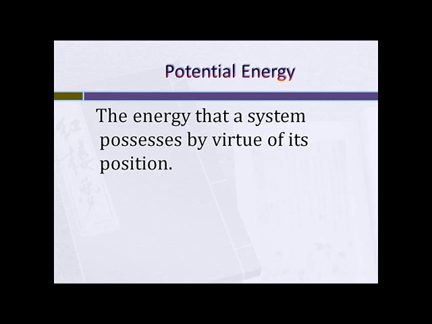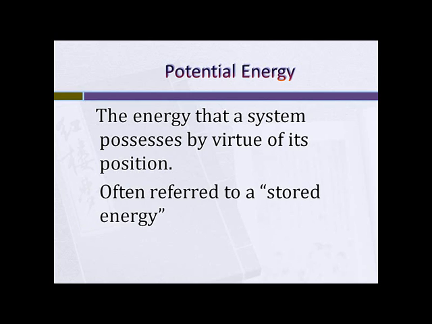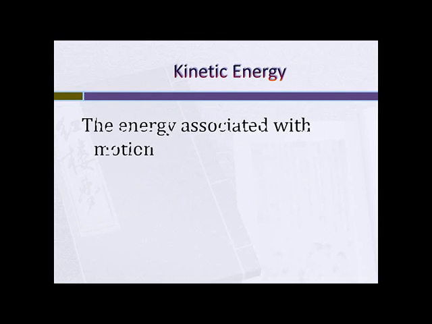Potential energy is the energy a system possesses by virtue of its position. If you had any physics, you'll know that position could be gravitational potential energy, that the ball or book or whatever object could fall off the table and move to the floor and therefore transfer its potential energy and convert it to kinetic. That's often referred to as stored energy. It's very common in chemical systems. Kinetic is the energy associated with motion.